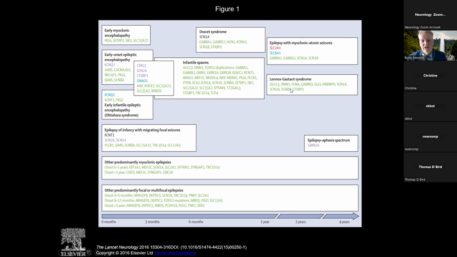channelopathies. There are quite a range of underlying genetic causes for epileptic spasms or infantile spasms, also referred to as West syndrome. The epileptic aphasia spectrum, sometimes referred to by the eponym Landau-Kleffner syndrome, has been identified to be due to specific gene mutations in GRIN2A, which is a glutamate receptor. And there are a lot of other underlying genes that have been identified as causes of many of these epileptic encephalopathies that I'll show you here.